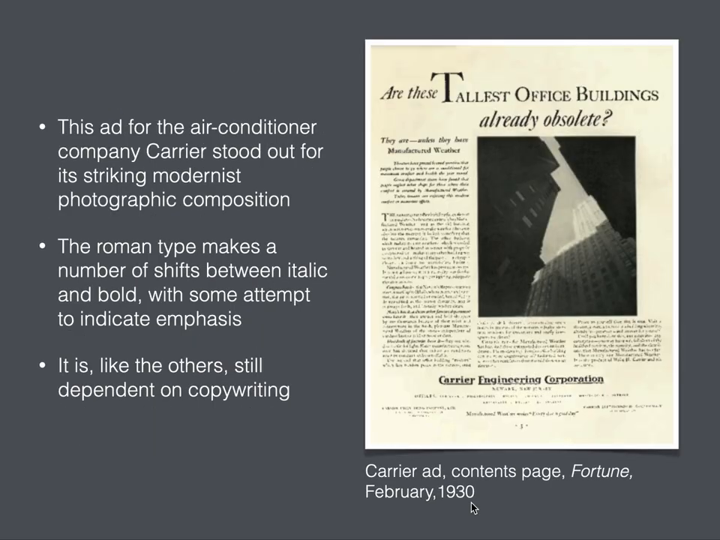This ad for the air conditioner company Carrier stood out for its striking modernist photographic composition. So you've got this beautiful, very abstract, very constructivist photograph of buildings where the photographer's kind of shooting up into the sky. The Roman type, however, makes a number of shifts between italic and bold, some attempts to indicate emphasis, but there's a lot of copy here if you think about advertising of today. It's really mostly just like headline, image, and very little text.